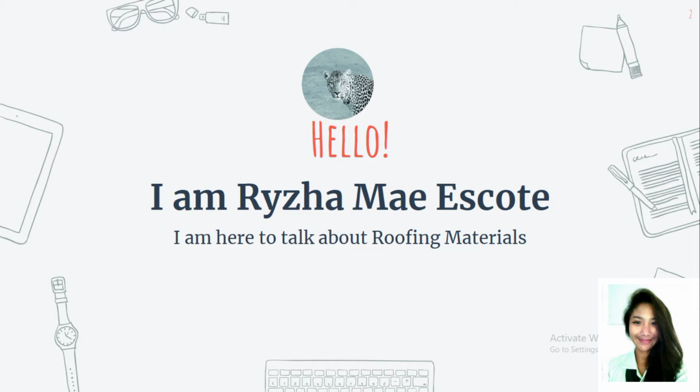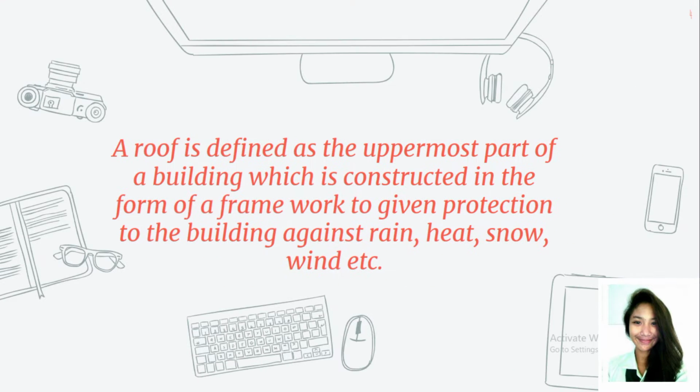So first, let us define what is a roof. A roof is defined as the uppermost part of a building which is constructed in the form of a framework to give protection to the building against rain, heat, snow, wind, and the likes. It basically consists of structural elements provided at the top of the building for the support of roof coverings.